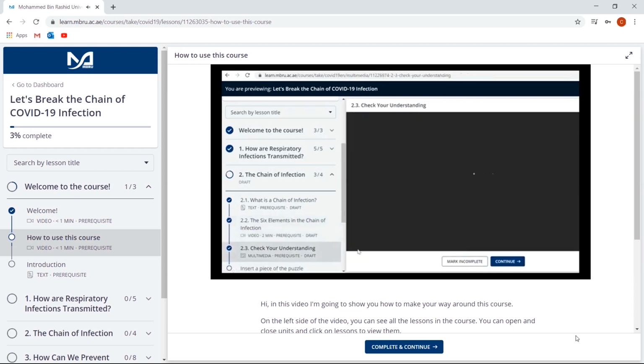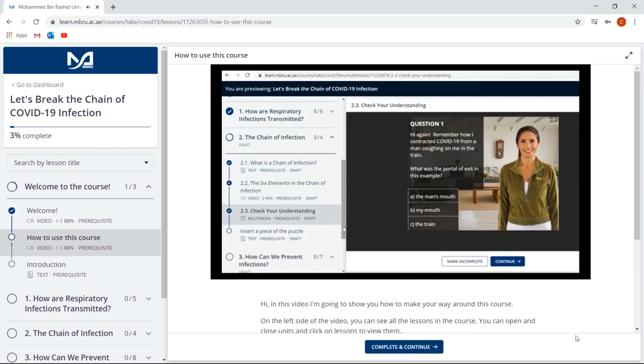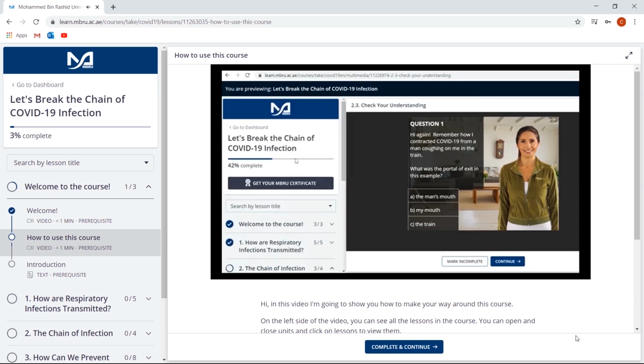next lesson. At the end of every unit, there's a quiz to check your understanding of the concepts covered. You can see your overall progress in the course up here, and at the end of the course, don't forget to click here to download your MBRU certificate. Happy learning!